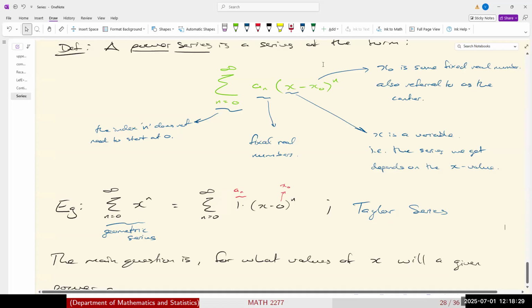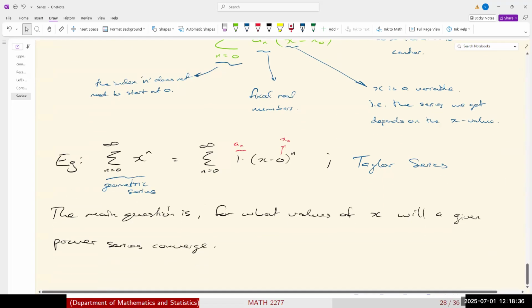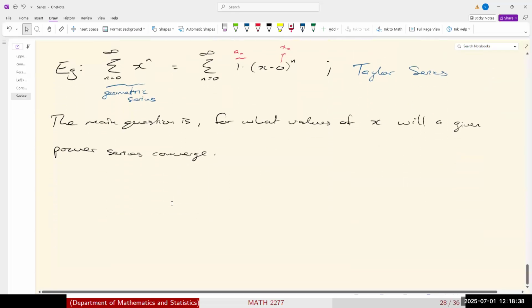So a Taylor series is a general form of a power series where the coefficients depend upon the function and its derivatives at a particular point. So we are concerned with for what values of x a given power series will converge or diverge. It turns out that there is a theorem that tells us exactly for what values it will converge.